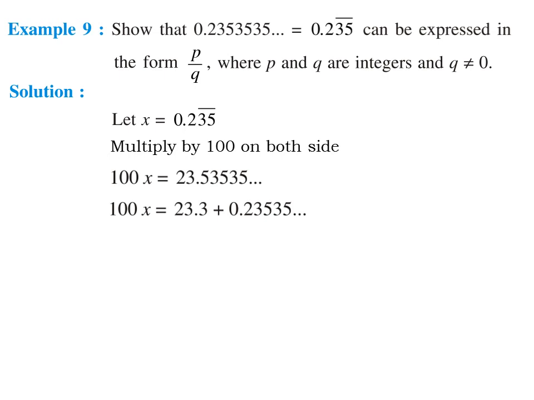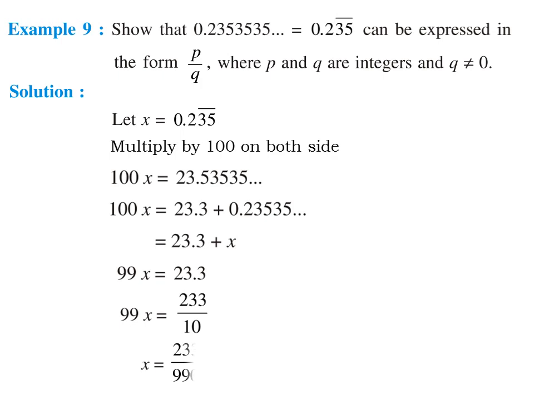So now what will it become? It will become x. So my equation will become 100x equals 23.3 plus x. Again, shifting the right hand side x value towards the left hand side, I will get 99x equals 23.3. Now 23.3 can be written, by the terminating decimal expansion concept, as 233 by 10. So x will become 233 by 990. Now we cannot simplify this fraction. This is the simplest form of P by Q.